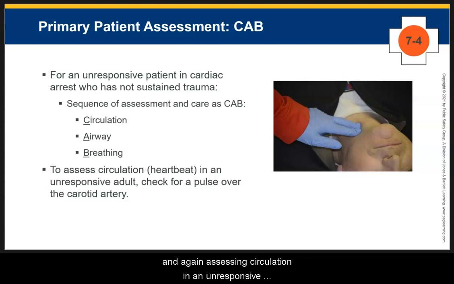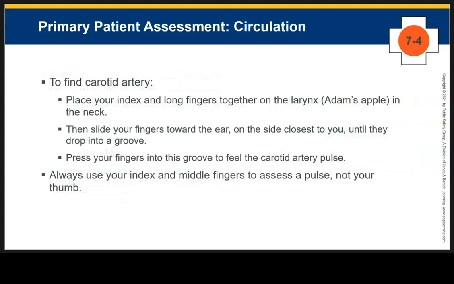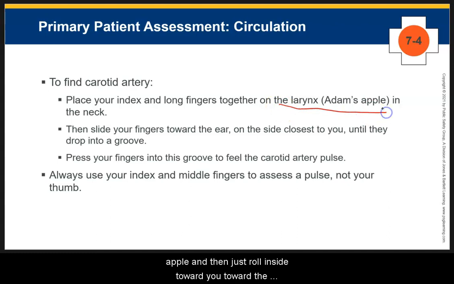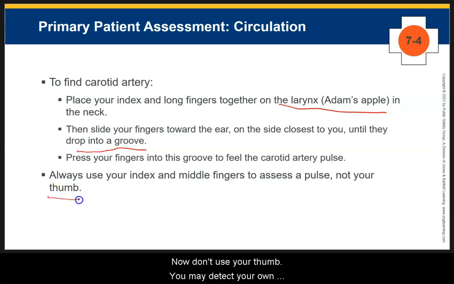And again, assessing circulation in an unresponsive adult, we don't work with the radial pulse, we'll move to the carotid artery. To find the carotid artery, put your index and your second finger on the Adam's apple, and then just roll inside toward the patient's ear until your fingers drop into a groove. The carotid artery is found just in that spot. Now, don't use your thumb. You may detect your own pulse, not the patient's.